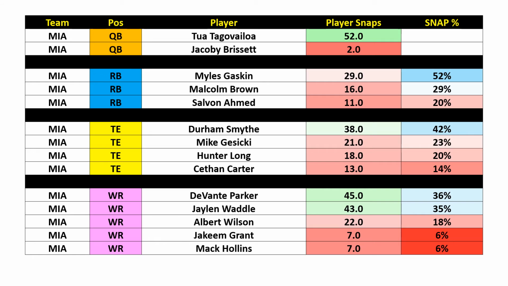Miami, Gaskin, Brown at 29. Not a lot of snaps to begin with, but almost 50% of the time it wasn't Gaskin, so that's not good. Don't like that. I would have wanted him to be 60, 65, 70. Gesicki, 21. This Durham, I guess he's the blocking one here, but still, come on, man. As good as Hunter Long and Carter? What?